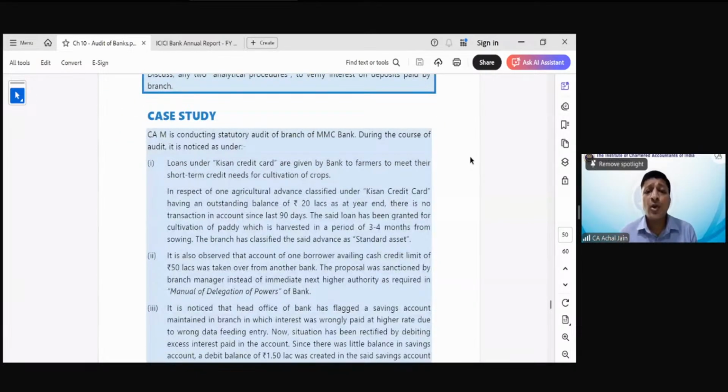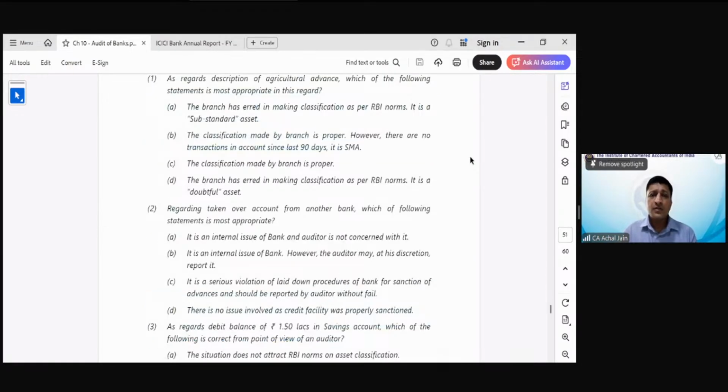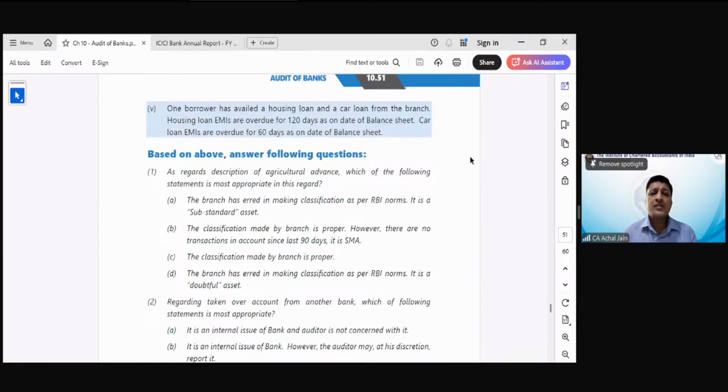See, in respect of this loan which is given to the farmer. Okay. So when do you classify this as non-performing? If this is overdue for one crop season, remember when it is for short term. Okay. Yeah. So in the given case, will you say it's overdue or non-performing? Answer is no. So where do you present it then? Standard asset. Standard asset. Okay. So that's why classification made by the branch is proper.